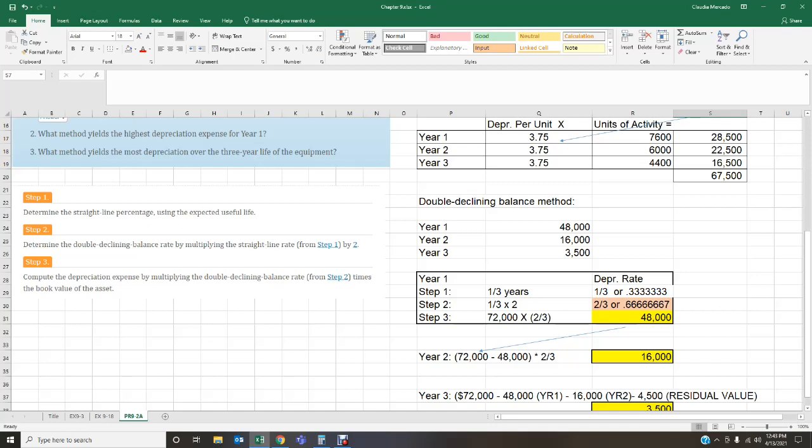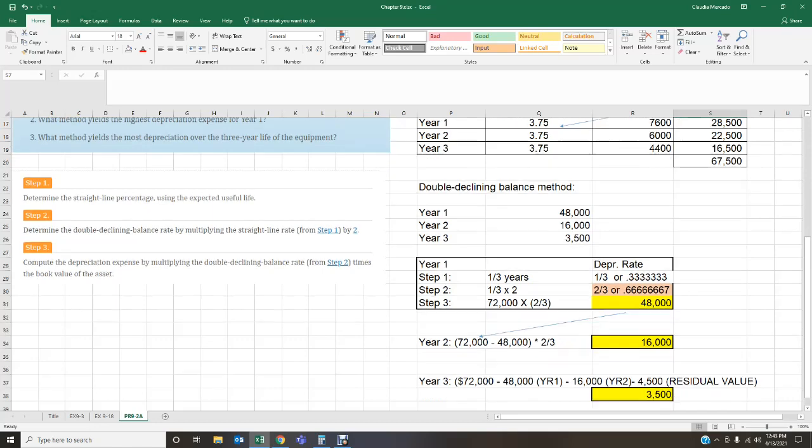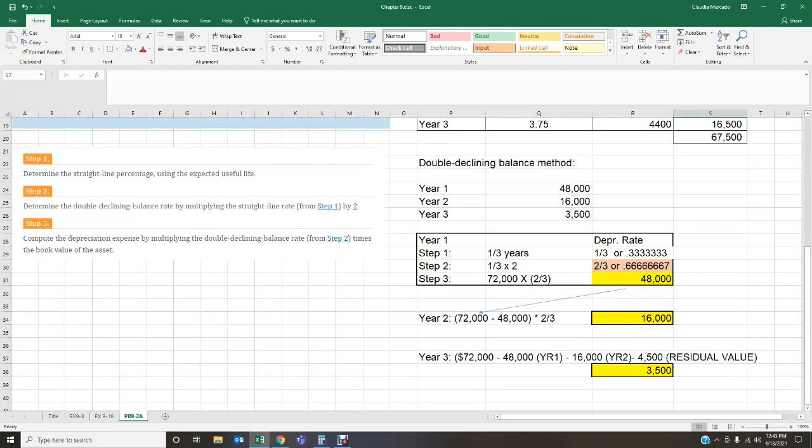That gives me 48,000. For you to be able to calculate year 2, you have to get your initial cost minus your depreciation for year 1 times the double rate, which in this case is 2 over 3. And that will give you the amount for your depreciation for year 2. Okay. For year number 3, only if it's the final year. If this is the final year you're depreciating it, you're going to get the cost, which is 72,000, minus the depreciation for year 1, which was 48,000, the depreciation for year 2, which was 16,000, minus the residual value. Okay, and then that will give you the amount that will be depreciated the last and final year of the asset. Okay, so that is how we calculate requirement 1.